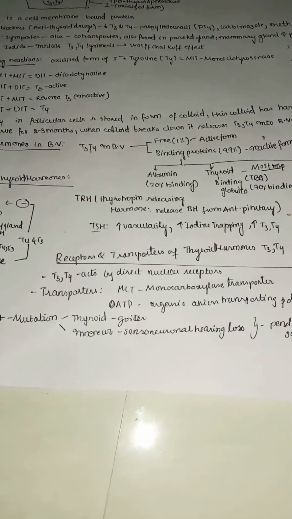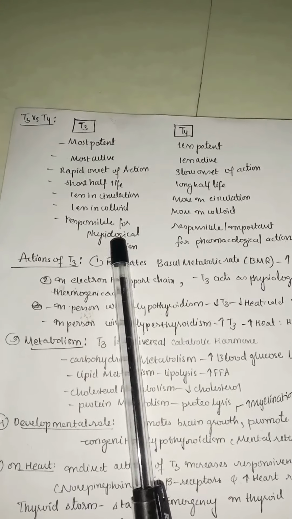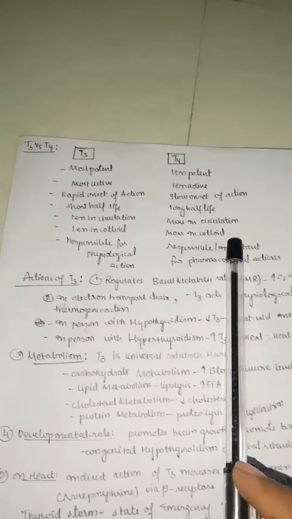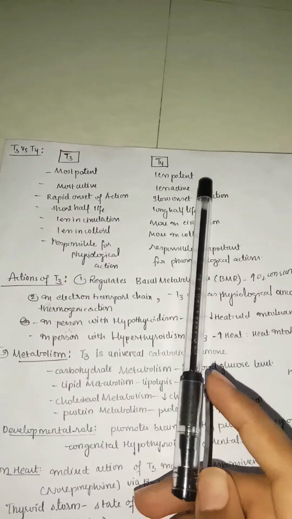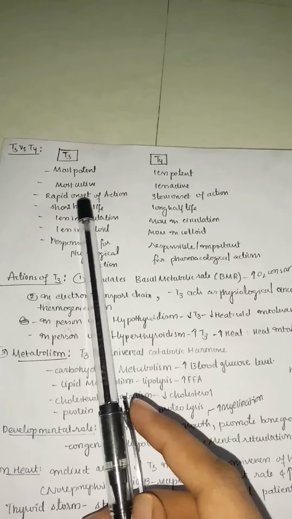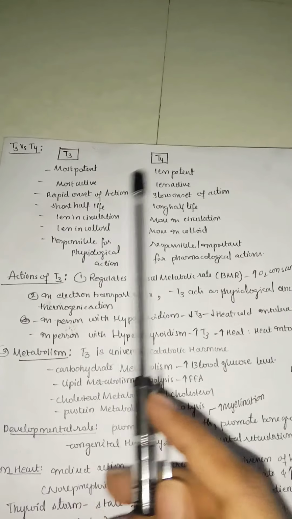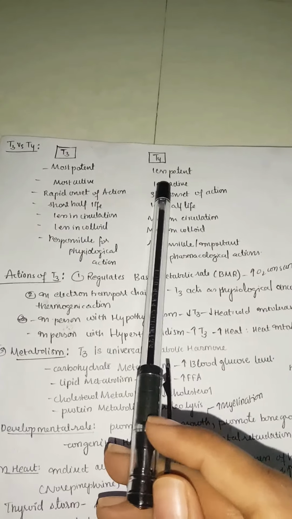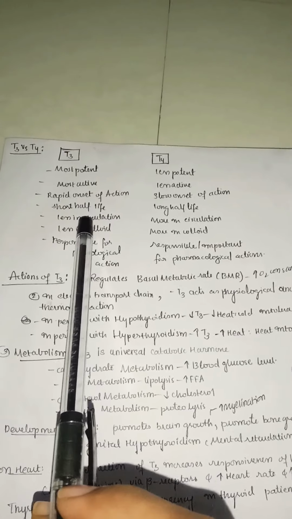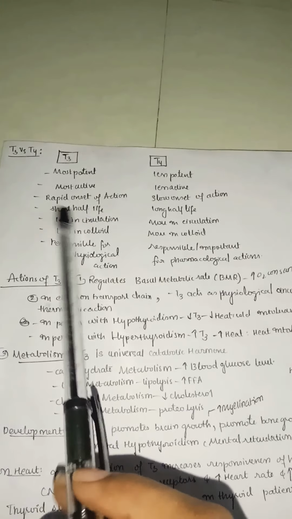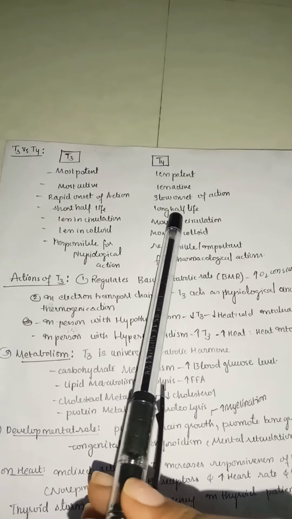So now let us check out the differences between T3 and T4. T3 is the most potent, as we said, the most active one, whereas T4 is less potent, less active. There is rapid onset of action by T3, whereas there is slow onset of action by T4. The half-life is also short in case of T3, whereas T4 has a long half-life.